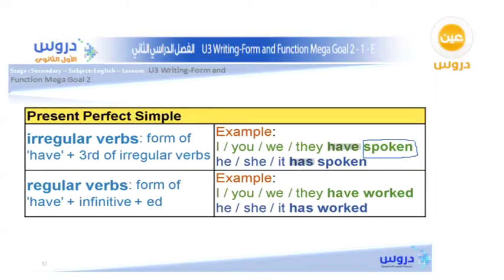Okay. This is for irregular verbs, and for regular verbs, we use the form of have, whether have or has, and then the infinitive with ed added to it. Okay, for example, I have worked, or we can say he has worked. Again, the form of have depends absolutely on the subject pronoun. If we face those subject pronouns, he, she, it, we will use has. If we use the others, we will use have.